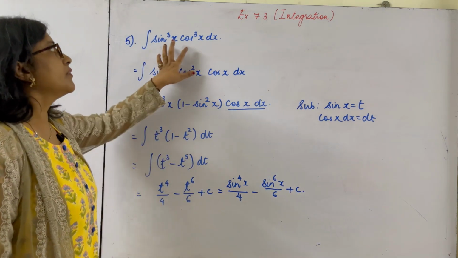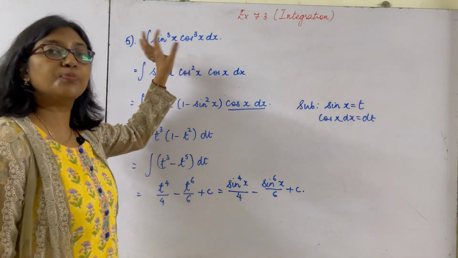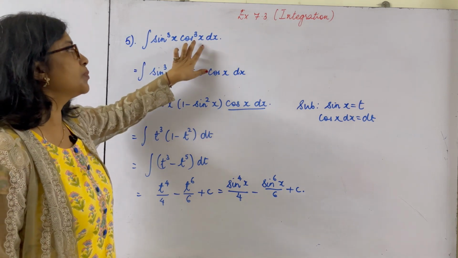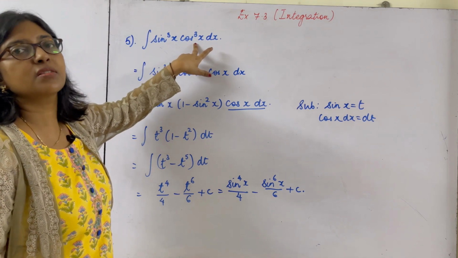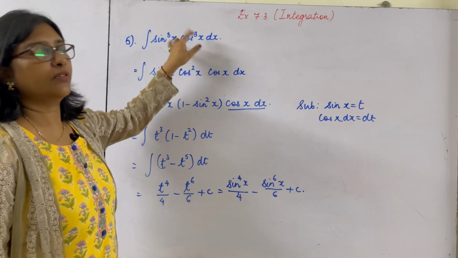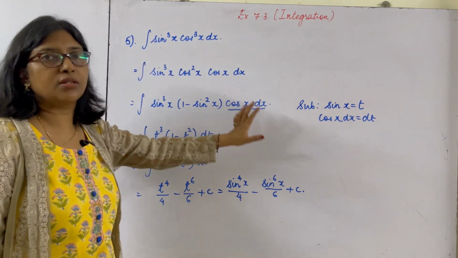So whenever we have sine and cos or simply sine, we can think that the power for cos is 0, and if you have simply cos, you can think that the power for sine is 0. Okay, and that way you can convert one to the other function, substitute and solve it.